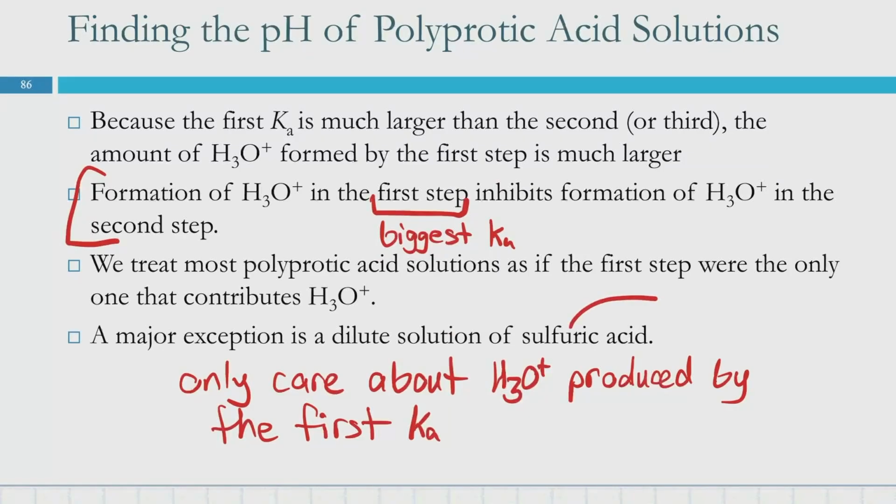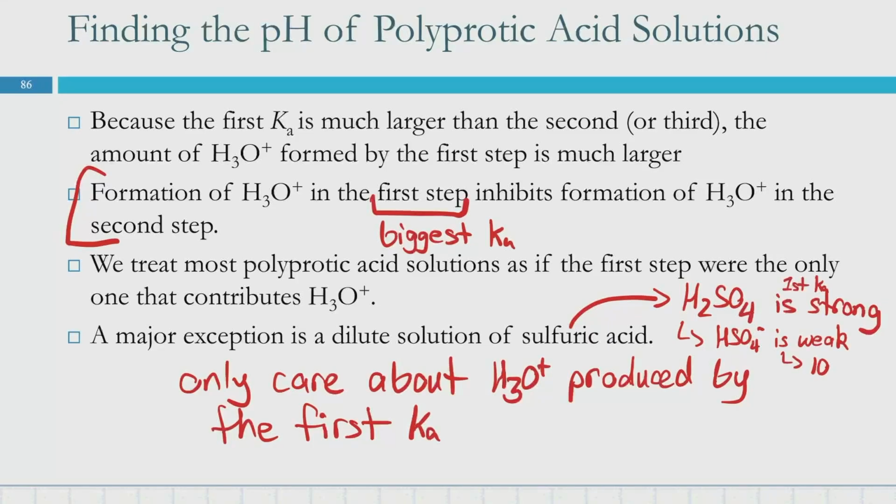And an exception to that is dilute sulfuric acid. And the reason that we have an exception for dilute sulfuric acid is that H2SO4, that first Ka, is strong. And HSO4 minus is weak. I think the Ka is something like 10 to the -2.